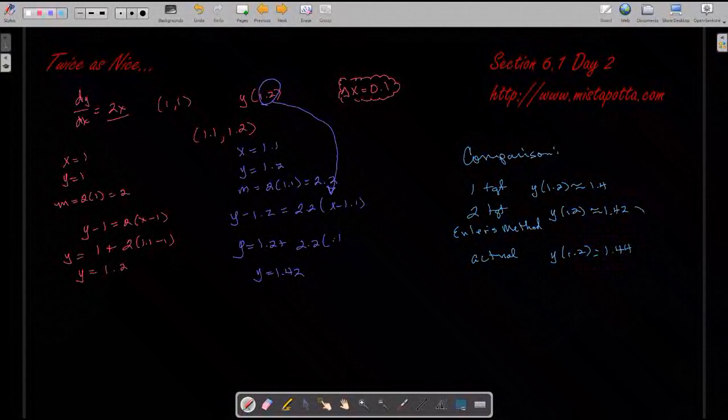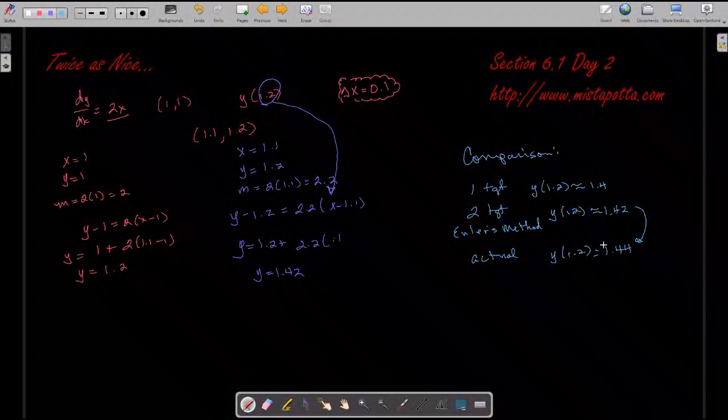And notice that by taking this second tangent line, a tangent line that kind of reaches halfway, and then a second one that does a jumping off point, I end up with a much better approximation. I end up with a much better estimate of what my function should be when x equals 1.2.